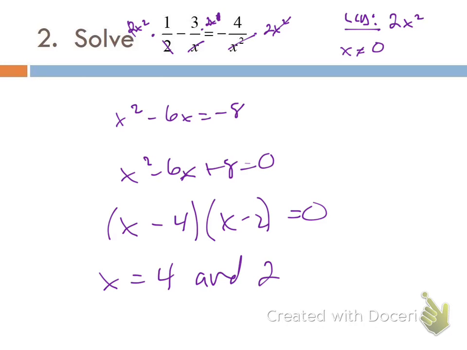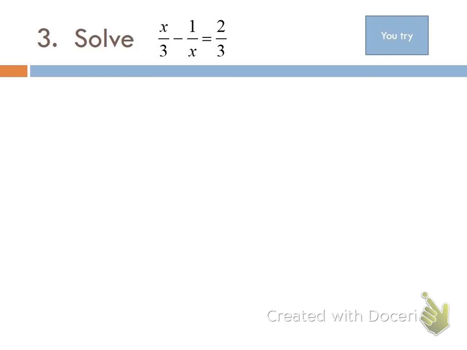Since 4 and 2, neither one is 0, we're good. Alright, you try. Find the least common denominator, multiply through by that least common denominator to clear your fractions, and then go solve the equation that's left. Stop the video. You can start it back up and see how you did. Okay?